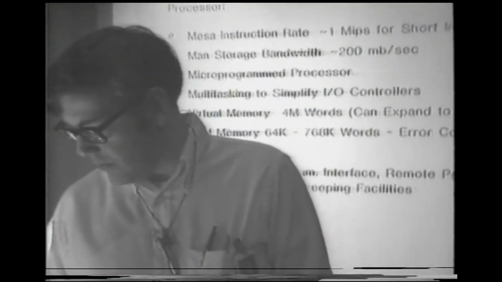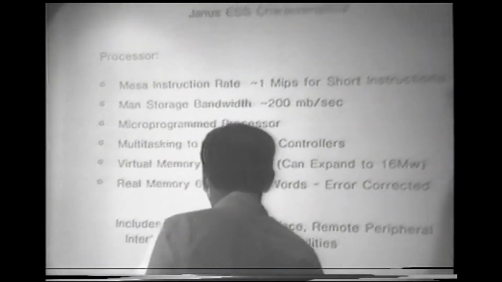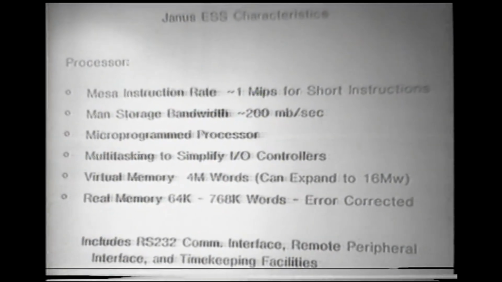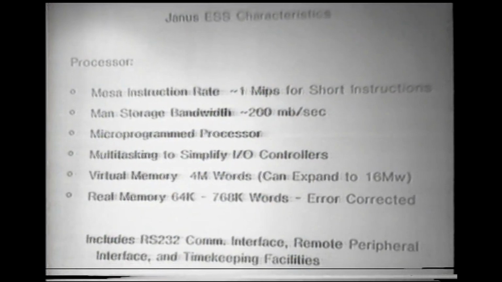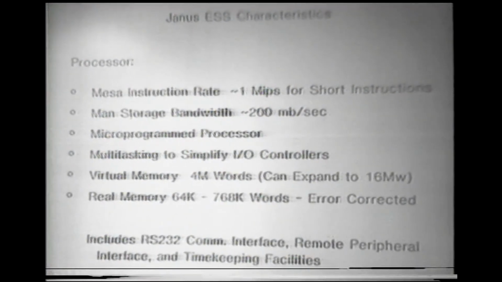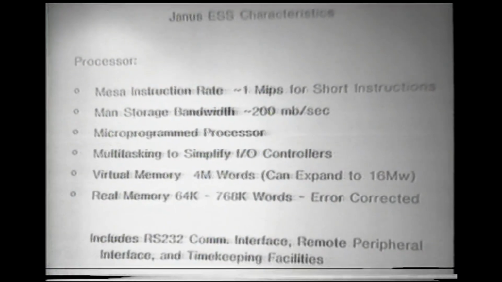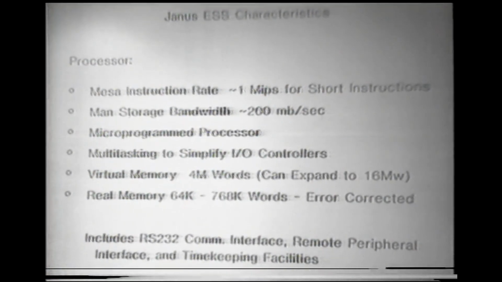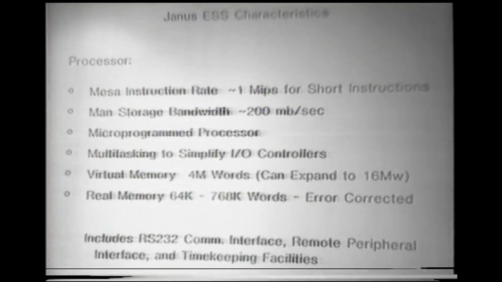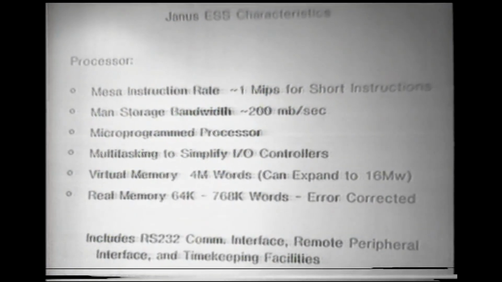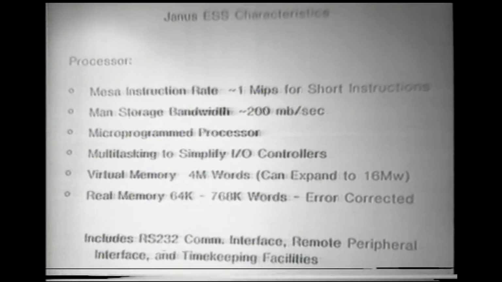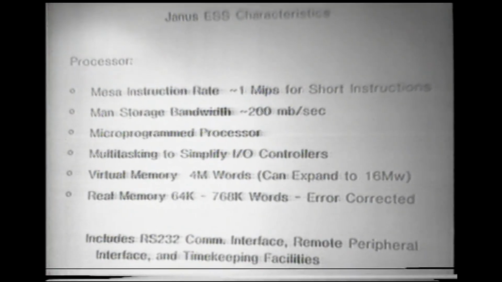So the external characteristics that are visible to the programmer are these, in short. The machine is designed to execute the MESA instruction set. That is an augmentation or upgrade or whatever of the MESA that runs now on the Alto. And the MESA instruction rate is about a MIP for the short instructions, for the loads and the adds and things like that. Slows down quite a bit for the longer instructions, the procedure calls and so on, which are basically memory limited.